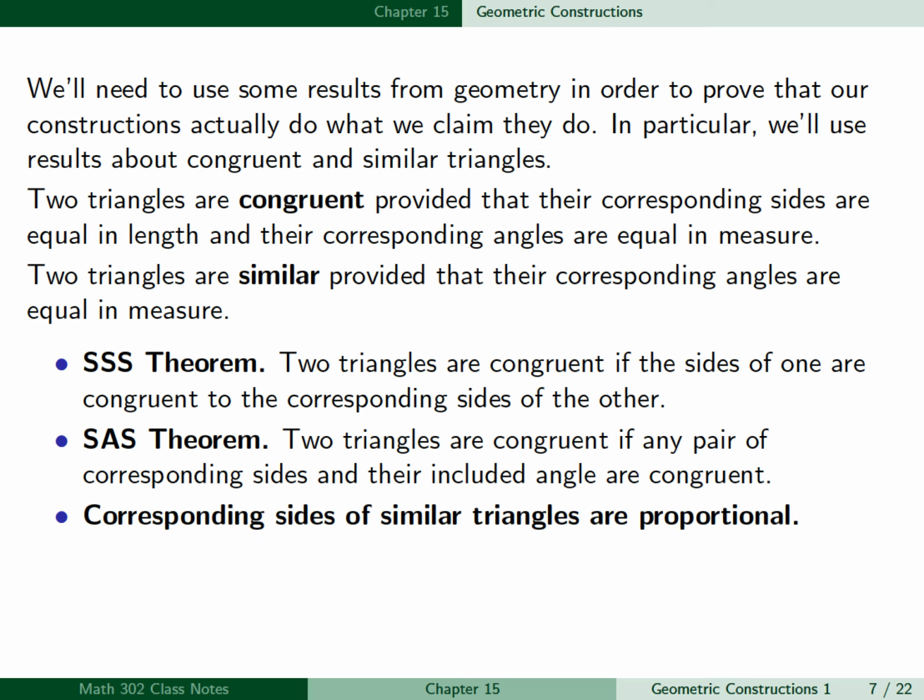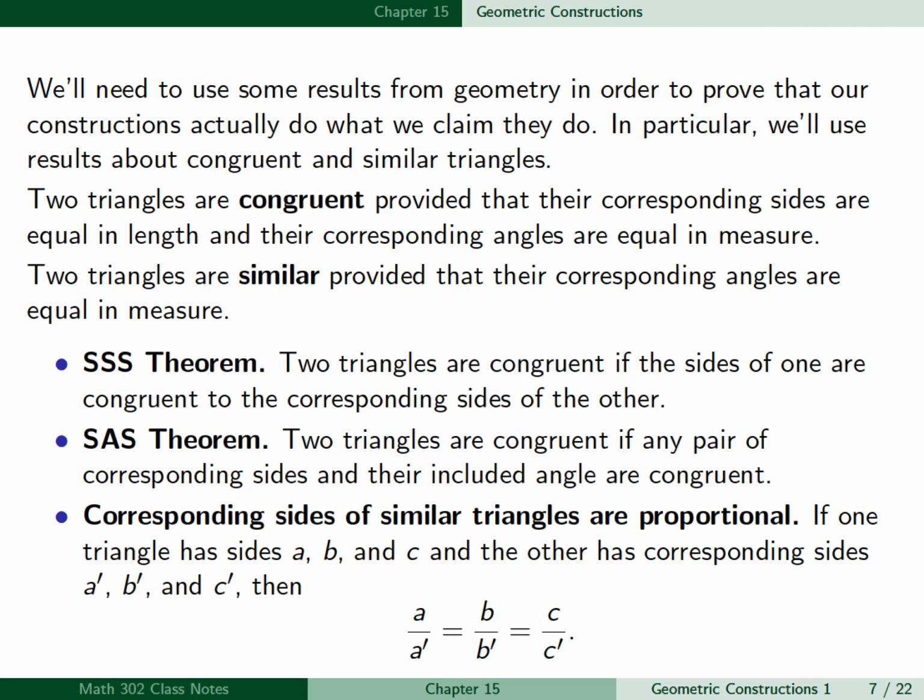And for similar triangles, we know that corresponding sides of similar triangles are proportional. So if one triangle has sides A, B, and C, and the other has corresponding sides A prime, B prime, and C prime, then A over A prime equals B over B prime equals C over C prime.